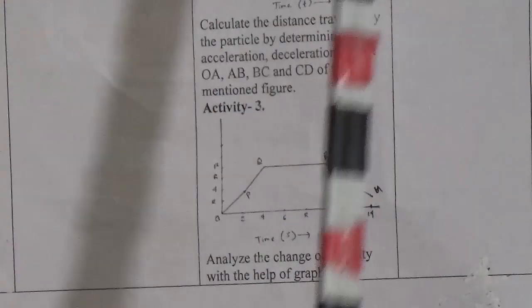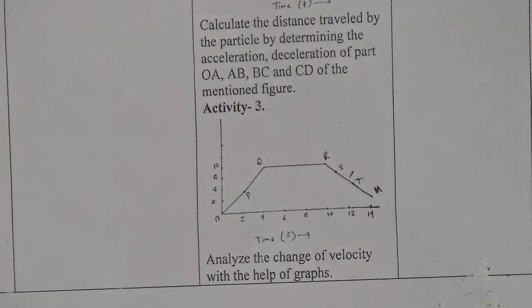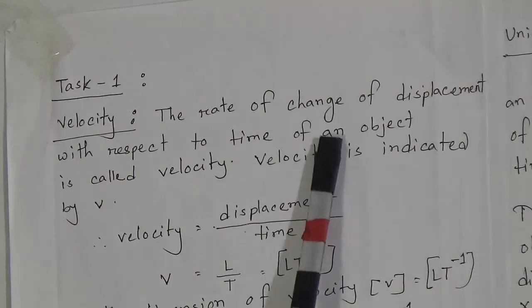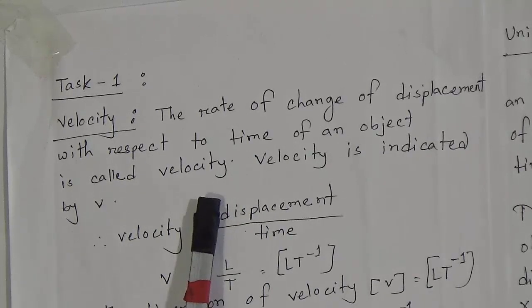Okay, so now we will solve this assignment. At first, task 1, that is activity 1, explain the velocity. At first we will discuss velocity. What is velocity? First of all, you have to write the definition of velocity. The rate of change of displacement with respect to time of an object is called velocity.